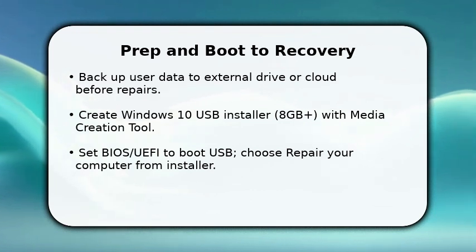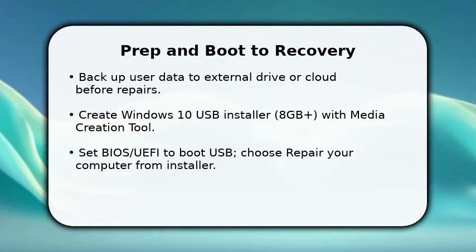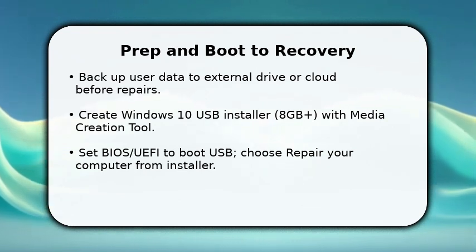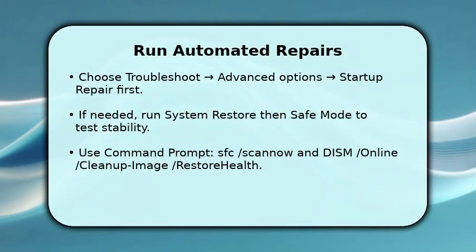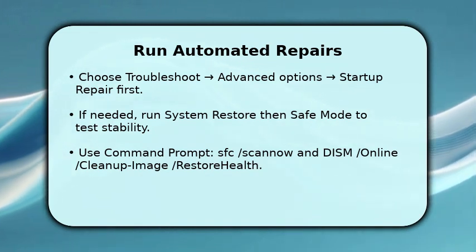When the installer appears, choose Repair Your Computer rather than Install. This takes you to recovery options, so you can run targeted fixes without overriding user files. Once in recovery, try Startup Repair to fix boot-related issues automatically. It often resolves file corruption that prevents Windows from starting.